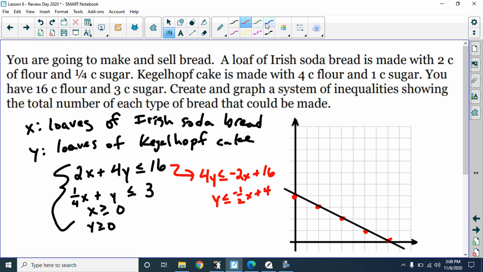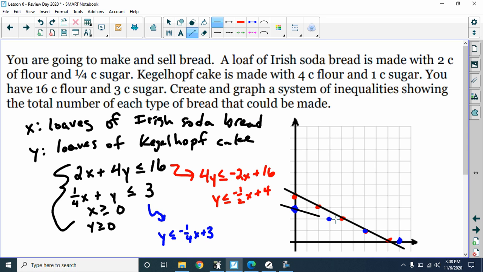This line, if I change that one to slope-intercept form, I get Y is less than or equal to -1/4 X plus 3. So y-intercept is 3 and slope is -1/3. So there's that line. Sorry, y-intercept is 3, slope is -1/4, not -1/3. Down 1/4.